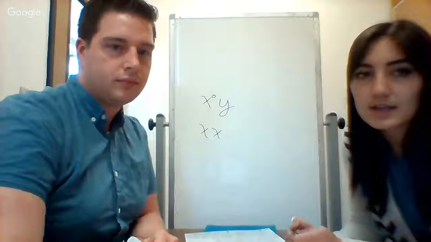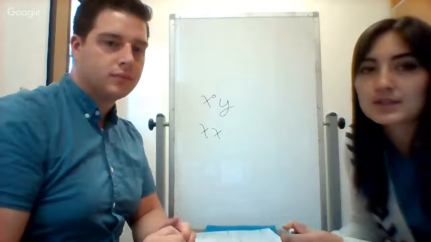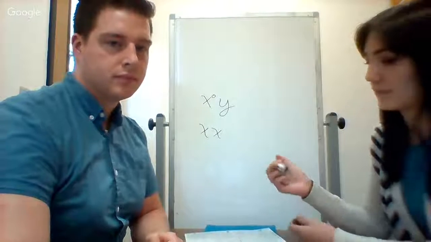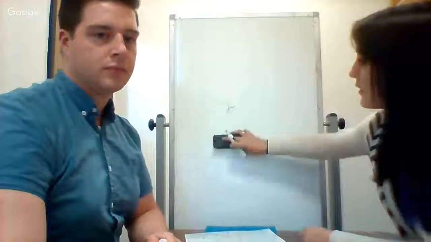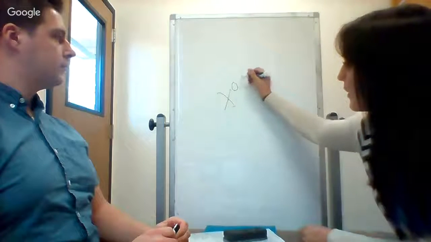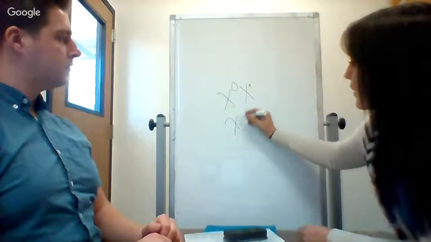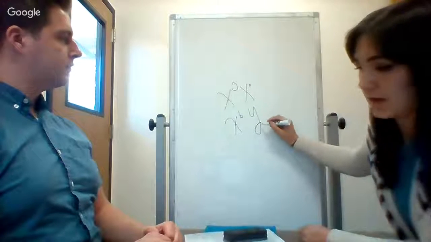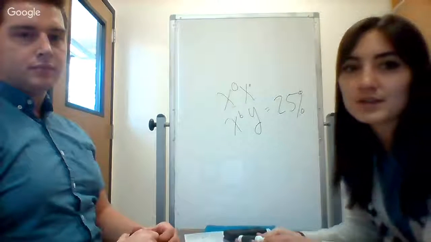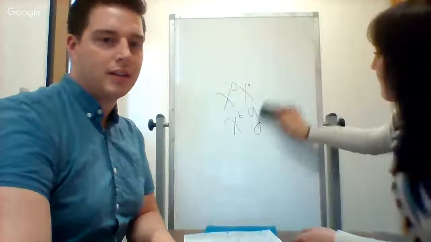Okay, and then it says if a woman has children with a man who does not have OTD, what is the chance of their first child being a son with OTD? So for this, we did a little Punnett square with the mom, who is going to be heterozygous, and then the dad, and then we found out that there's going to be a 25% chance of the first child being a son with OTD. Yep. Exactly.